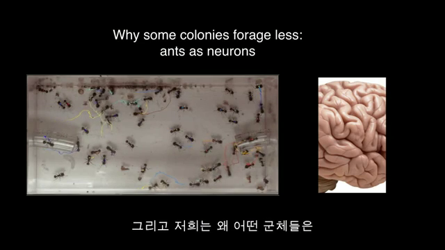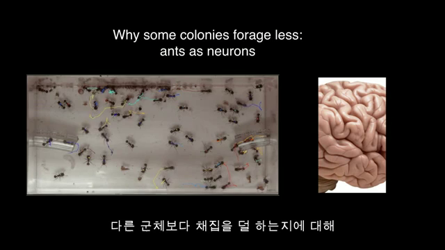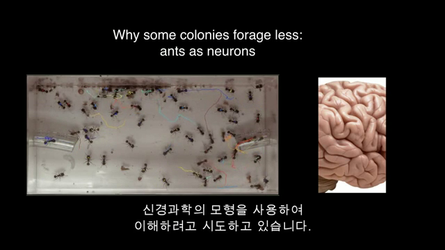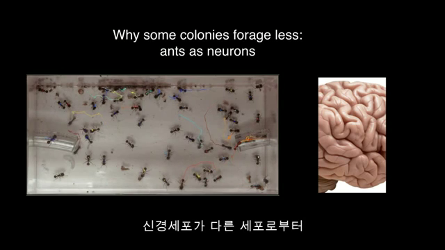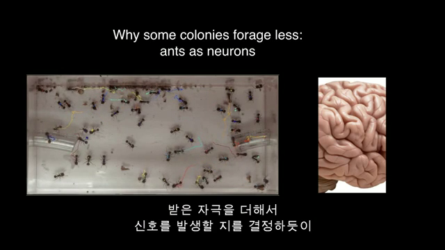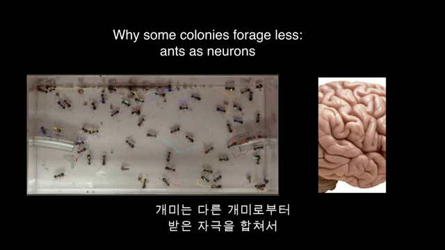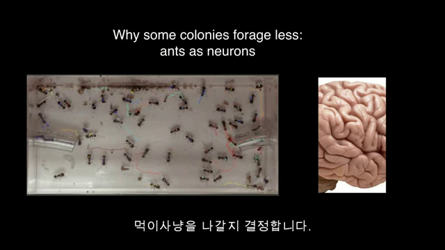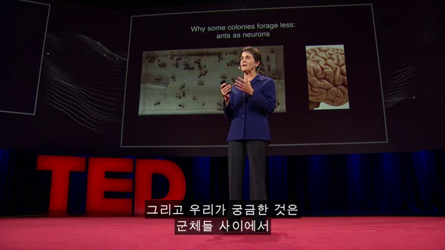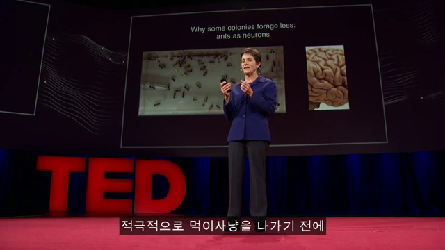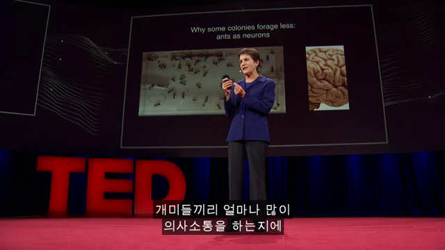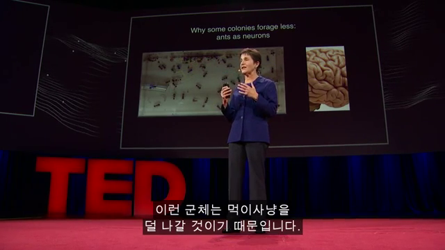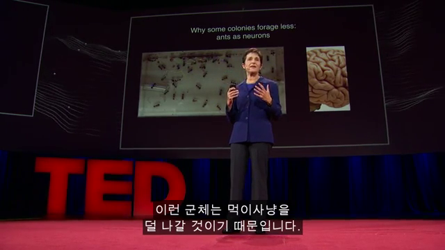And we're trying to understand why some colonies forage less than others by thinking about ants as neurons, using models from neuroscience. So just as a neuron adds up its stimulation from other neurons to decide whether to fire, an ant adds up its stimulation from other ants to decide whether to forage. And what we're looking for is whether there might be small differences among colonies in how many interactions each ant needs before it's willing to go out and forage, because a colony like that would forage less.